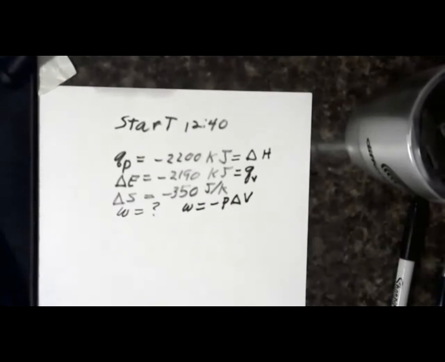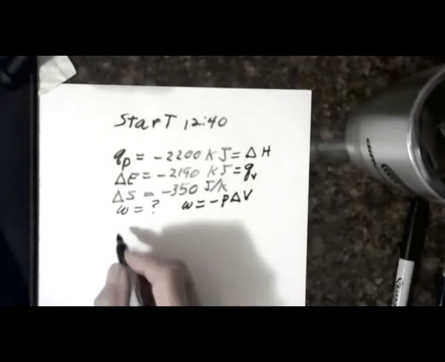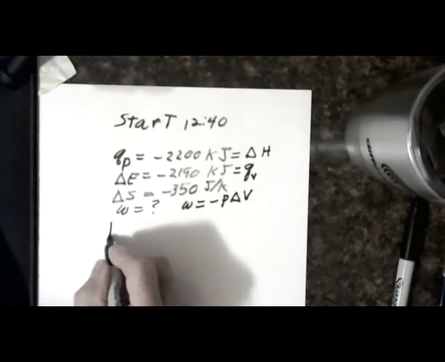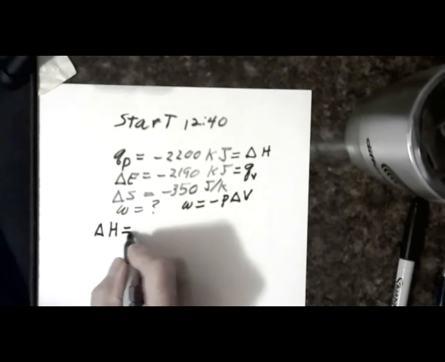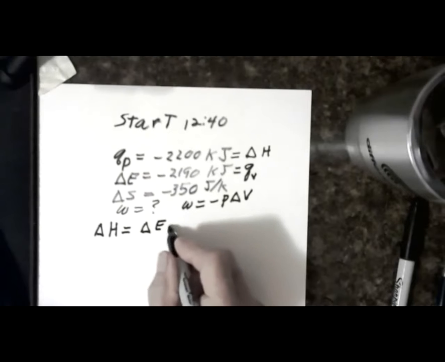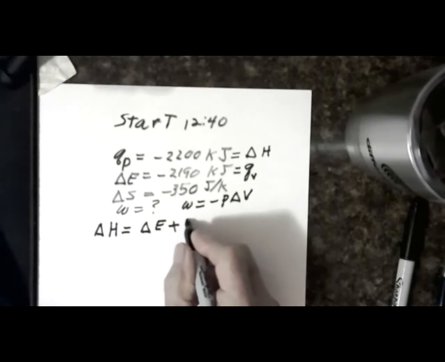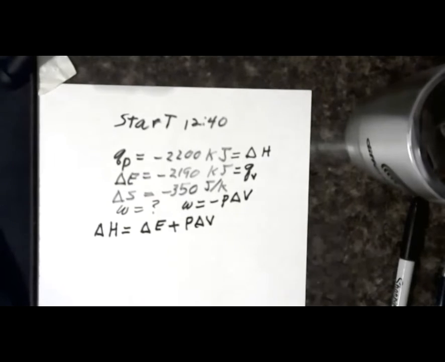I don't see anywhere we need delta S in this problem, but it's probably there for one of the other problems a little bit later, maybe. Okay. The other relationship is the relationship with the enthalpy. Delta H is equal to delta E plus P delta V. H is E plus PV.